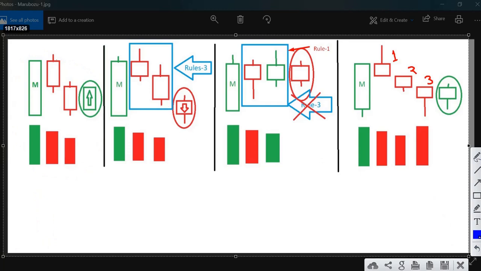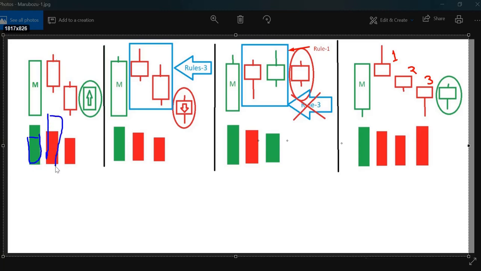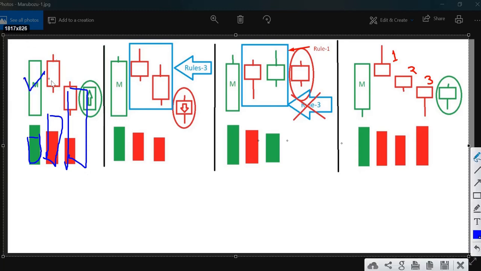If you see the volume is validated like this, if the first volume is low, second volume is high, third volume is high, and the first candle is like this, a Marubozu, second candle is like this, third candle is like this, that means this volume is a seller's volume. That means the next candle will be the red one.